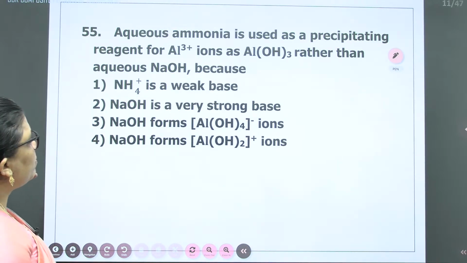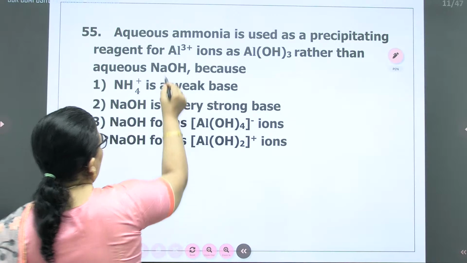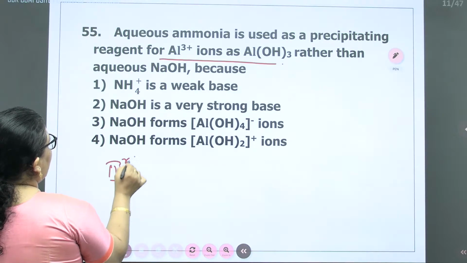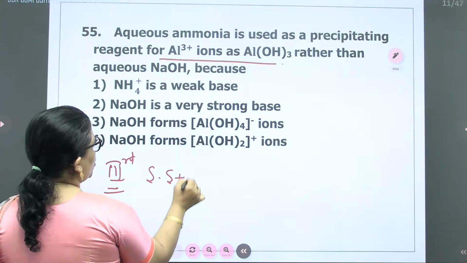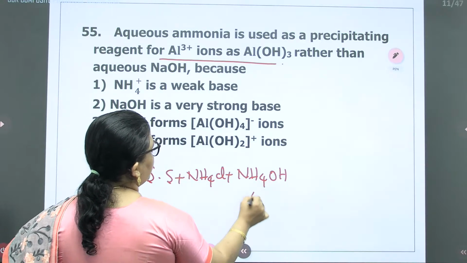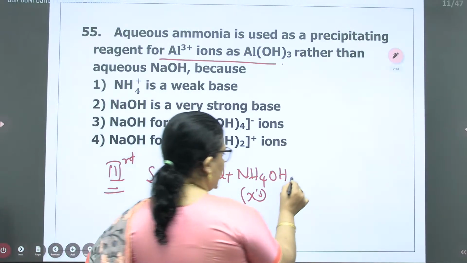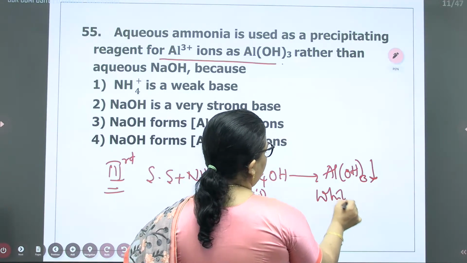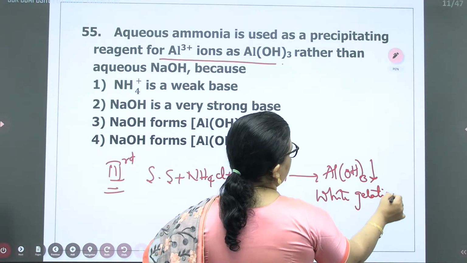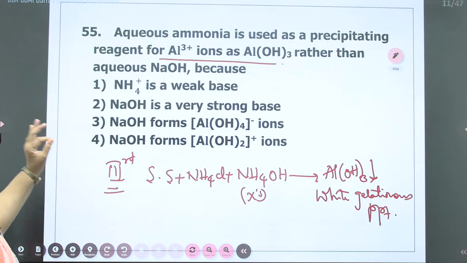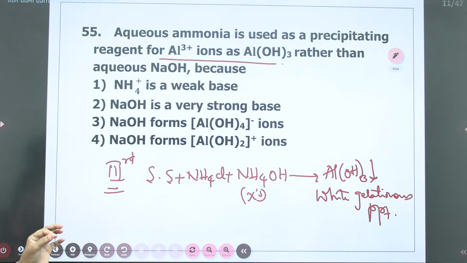Aqueous ammonia is used as a precipitating reagent for Al3+, because this question is related to the third group basic radical. You may remember that in the third group basic radical, we use the salt solution along with ammonium chloride and excess of ammonium hydroxide. Ammonium hydroxide must be in excess. Aluminium hydroxide will be precipitated as a white gelatinous PPT. What they are asking is that aqueous ammonia is used as a precipitating agent. What is the reason over here?